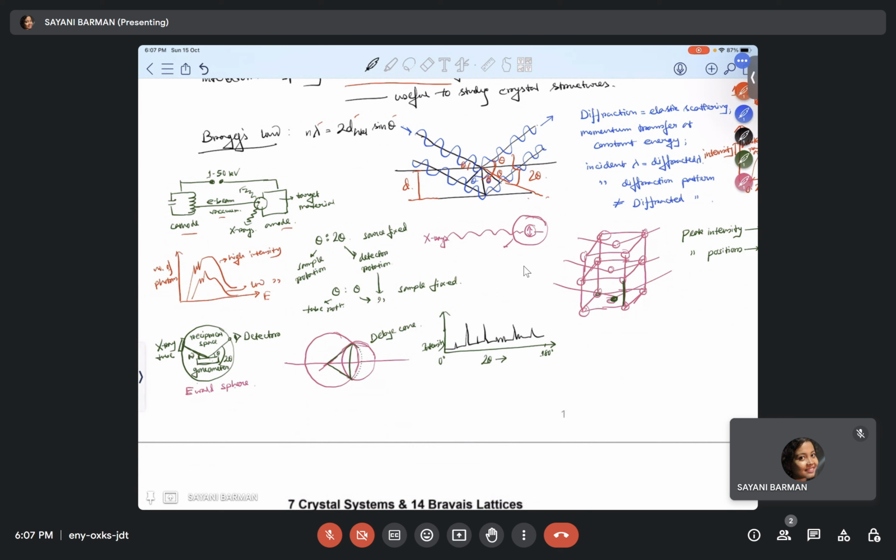So basically, what we get from the peaks is mostly phase identification, then determination of unit cell dimensions, and sample purity, as I just told. Then we get to know the lattice mismatch between the film and the substrate, determine the dislocation density and quality of the films, determine the thickness, and all.